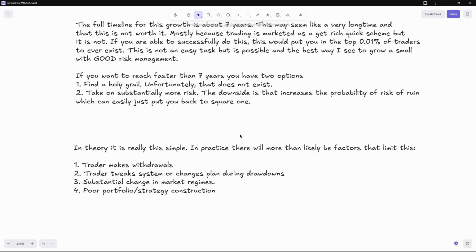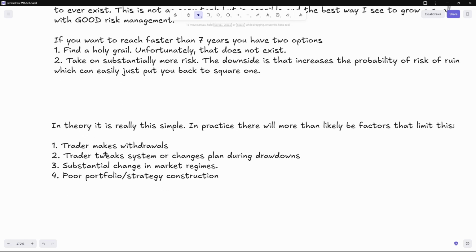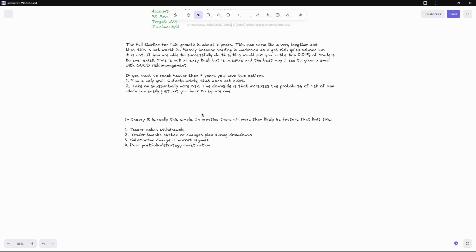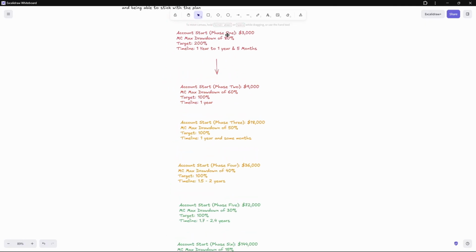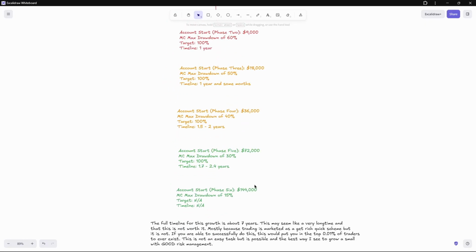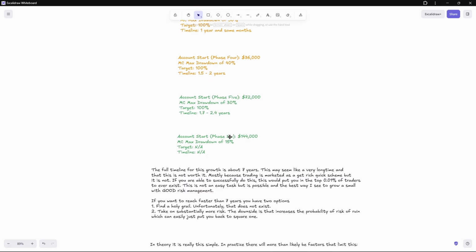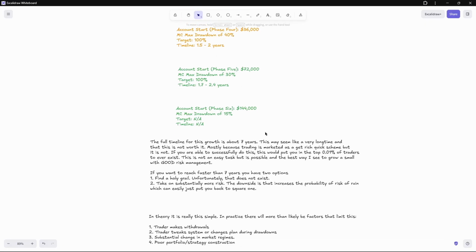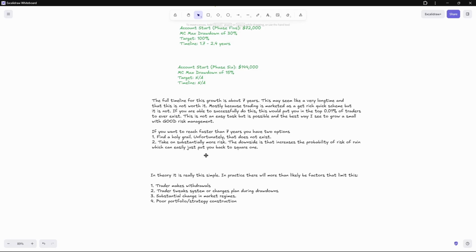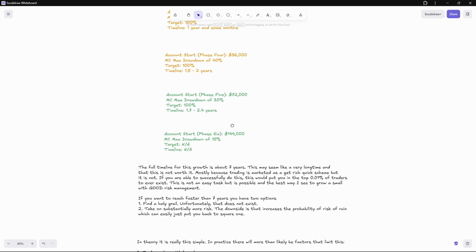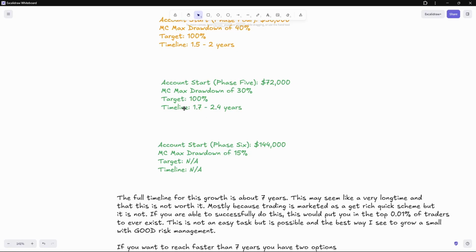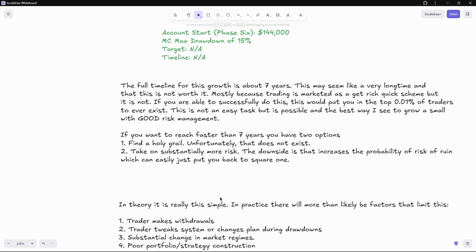And this is because of a few factors that may limit you, which is, one, as a trader, you may make withdrawals. So this phase here of growing from 3,000 to 144,000 assumes that you don't make any withdrawals. So in 7 years, would you be able to grow an account from $3,000 to $144,000 and not make any withdrawals? More than likely not. But if you make withdrawals, it affects the timeline here. So you will probably take longer to achieve this goal if you request a few withdrawals.